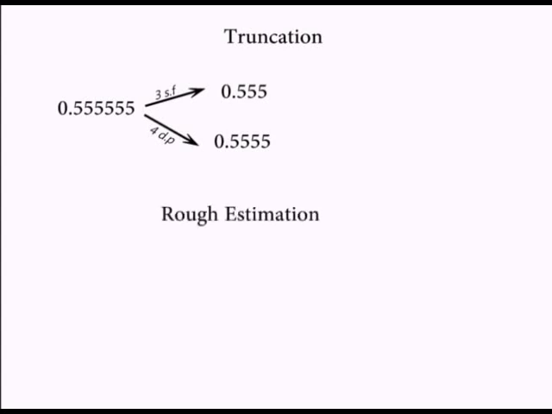Rough estimates are used to find the approximate value of calculations. This involves rounding off numbers to given significant figures to make the computations easier. For example, give the rough estimate of 15.9 plus 7.2 over 9.83. Now we can approximate these values as 16 plus 7 over 10, and that will give us 2.3.